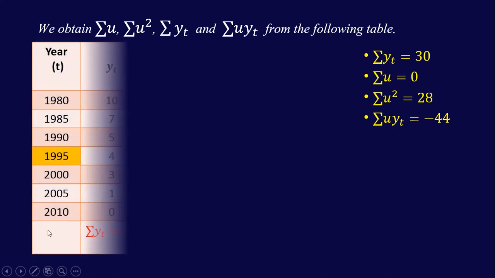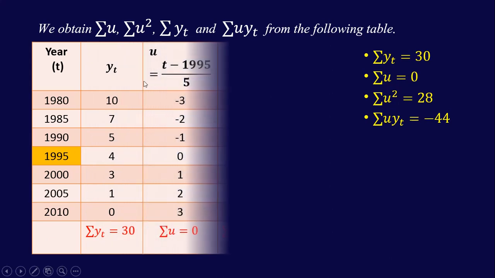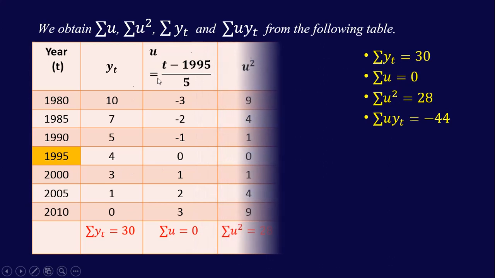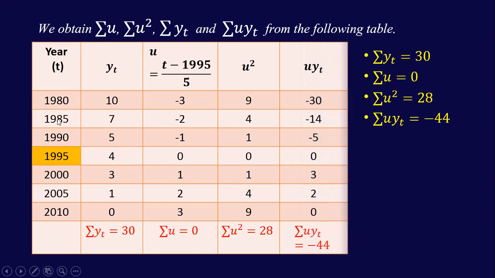Here the values of t and yt are given, so these two columns are given. Now u is equal to (t minus 1995) upon 5. Using the value of t, first we substitute 1980 in place of t. 1980 minus 1995 upon 5, so we get minus 15 upon 5, which is minus 3. Now we substitute 1985 in place of t. 1985 minus 1995 is minus 10, minus 10 upon 5, we get minus 2.